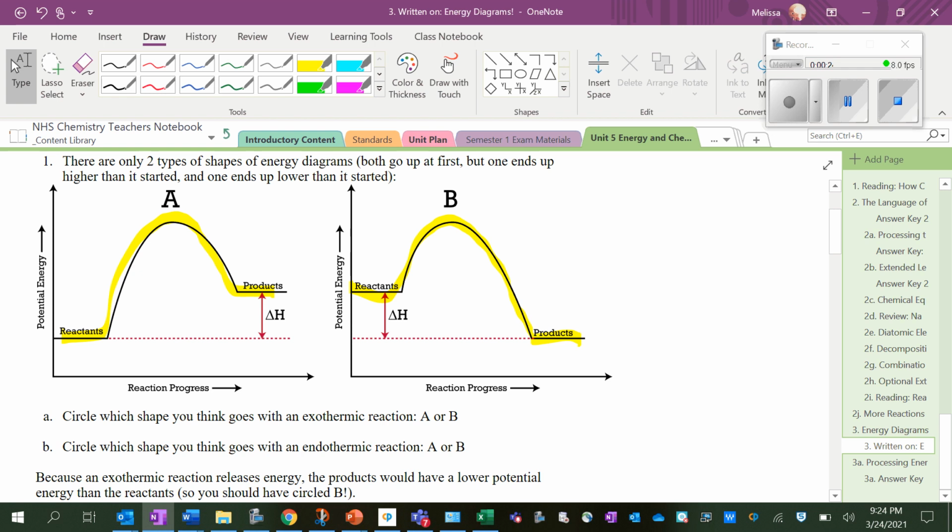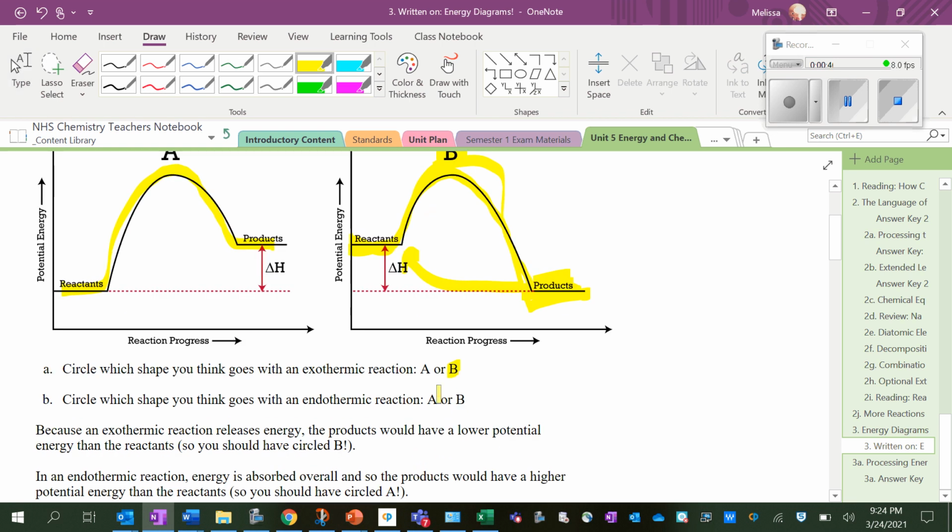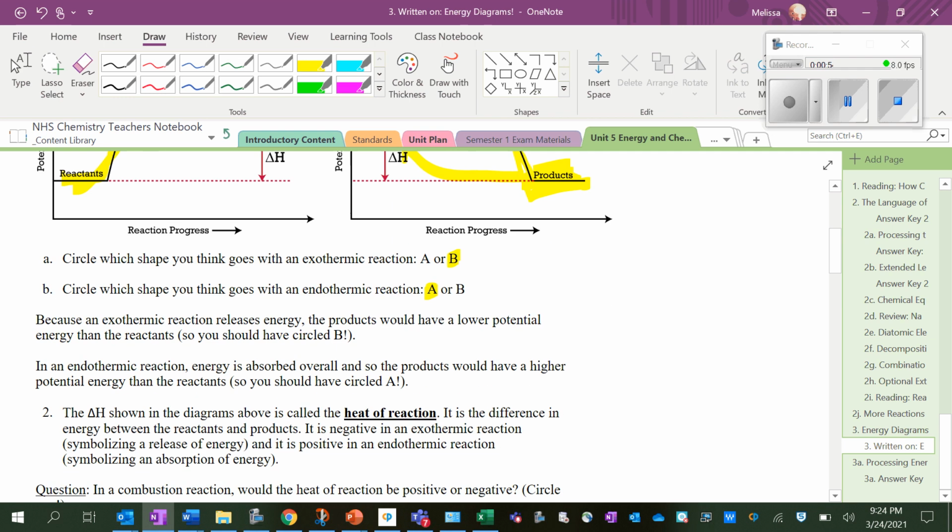So which one do you think is exothermic? Well, exothermic reactions release a lot of energy. So I think B, because if you go up and then way down, you're releasing a lot of energy because the products don't need as much energy as the reactants. So B would be the exothermic, and then A would be the endothermic, where overall the products absorb energy from where they were at.